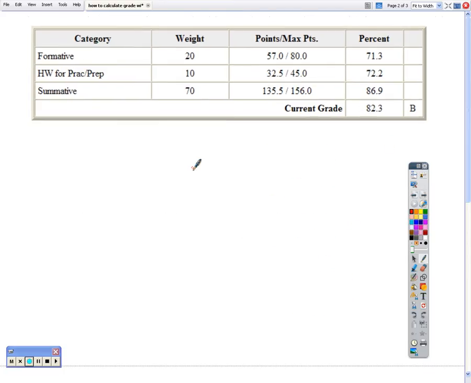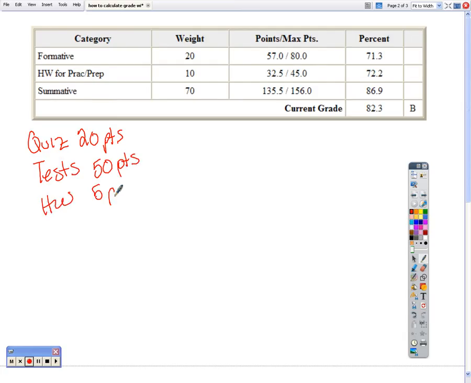So using the same grades, let's say this student has a quiz coming up and they want to know how they can raise their grade. In Honors Algebra 2, the quizzes are always 20 points, and tests, which are the summative category, are always 50 points. Homeworks are 5 points each, and exit tickets, which are usually counted in the formative category, are 10 points. So this student, let's say, has a quiz this week.